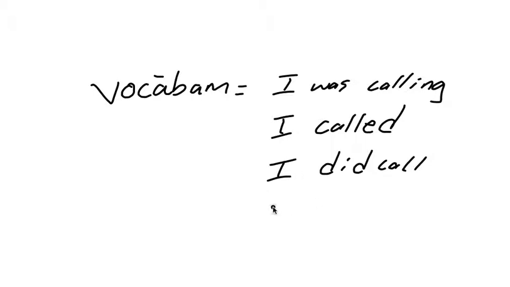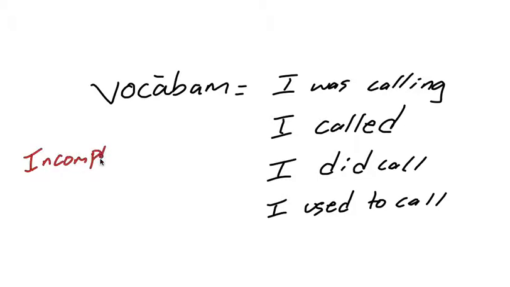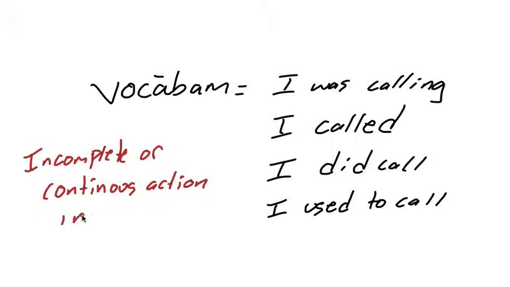And there are 2 other ways to translate it. You could say I used to call, because one of the things that the imperfect tense shows is it shows incomplete or continuous action in the past.